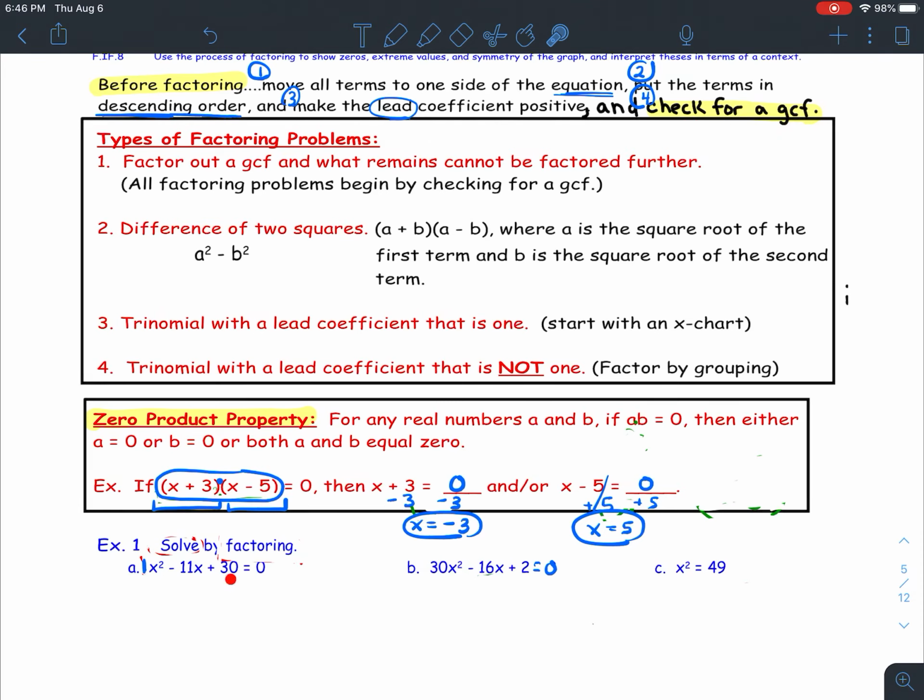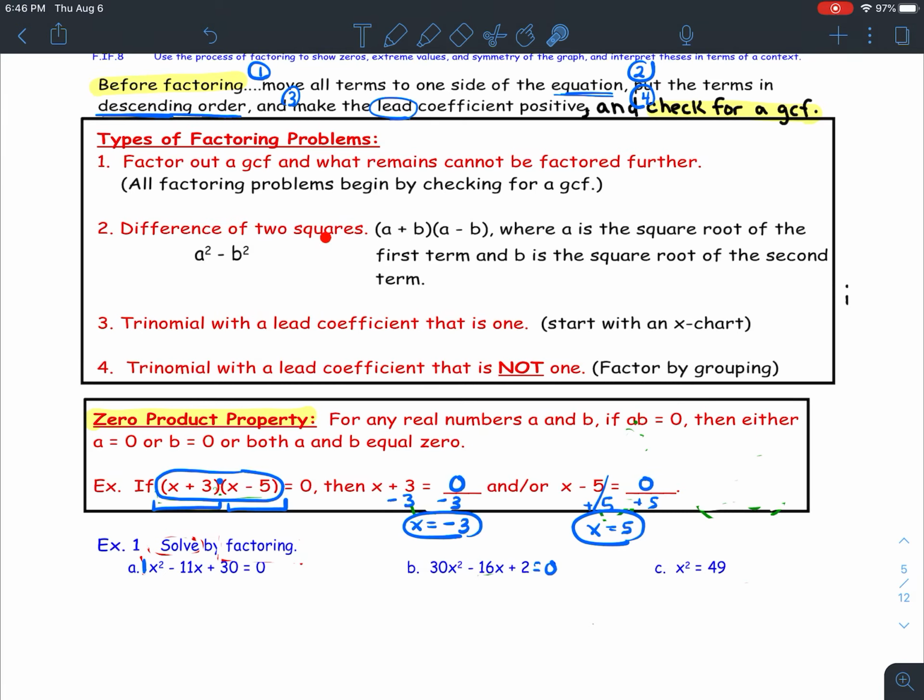I do want to check, though, to see if there's a GCF that I could remove from each of these three terms, and it doesn't appear that there's anything that all three of these have in common. Okay, so once I've done those four things, now I can come down to this box and say, well then, what type of factoring problem does this fall into? Okay, well, if we checked for a GCF and we said there wasn't one, it's definitely not this first type, because this first type is assuming that you did factor out a GCF and then you couldn't do anything more.